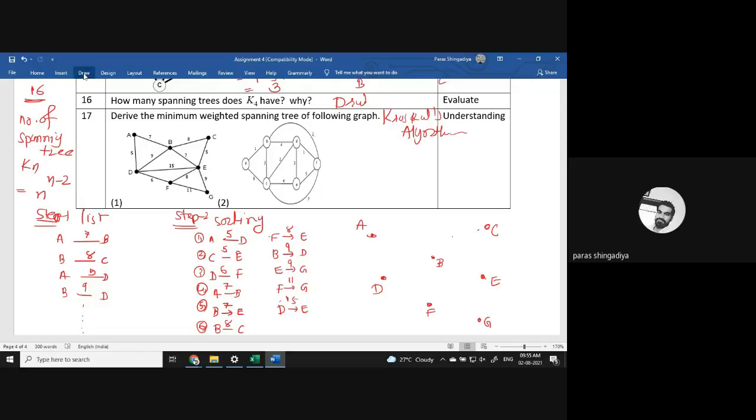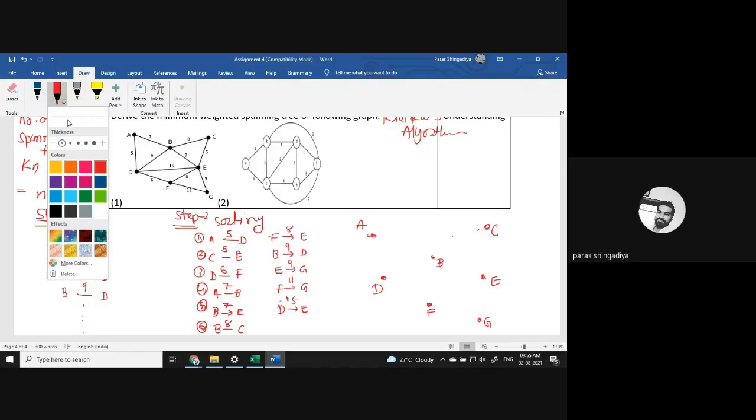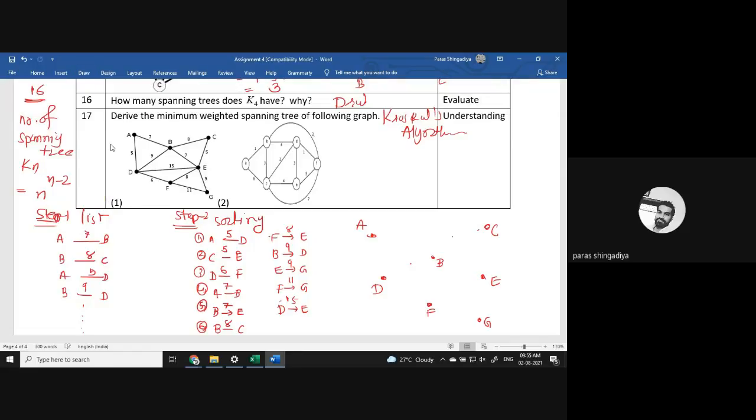So the minimum weight is 5. ठीक है, so start with this one. A to D, connect A to D first. That is weight 5. Clear? Then after we can connect C and E also in our graph. That is weight also 5.